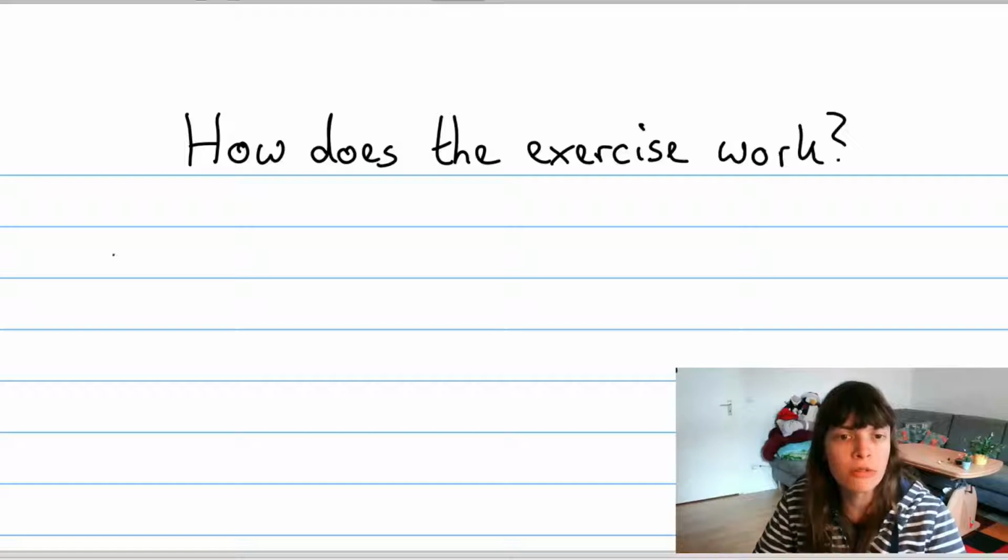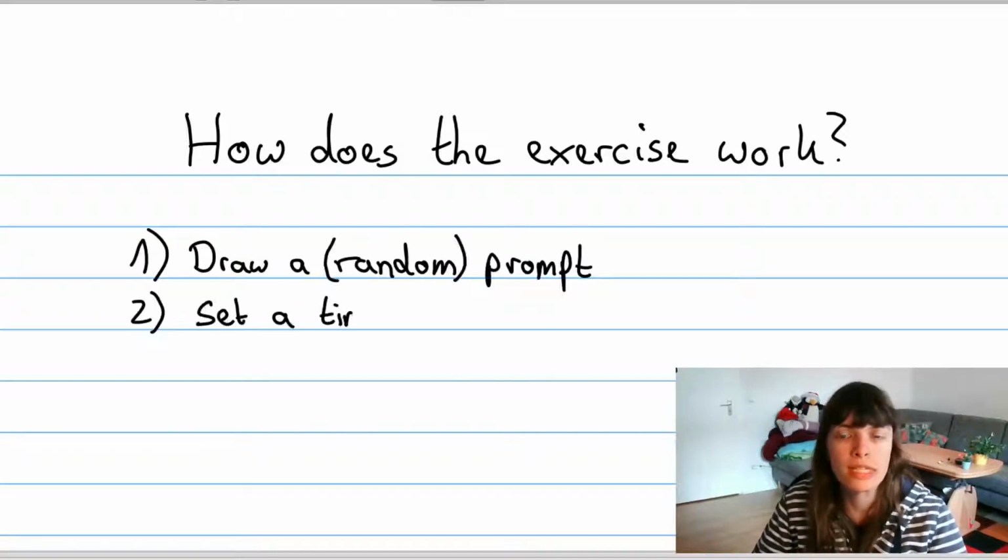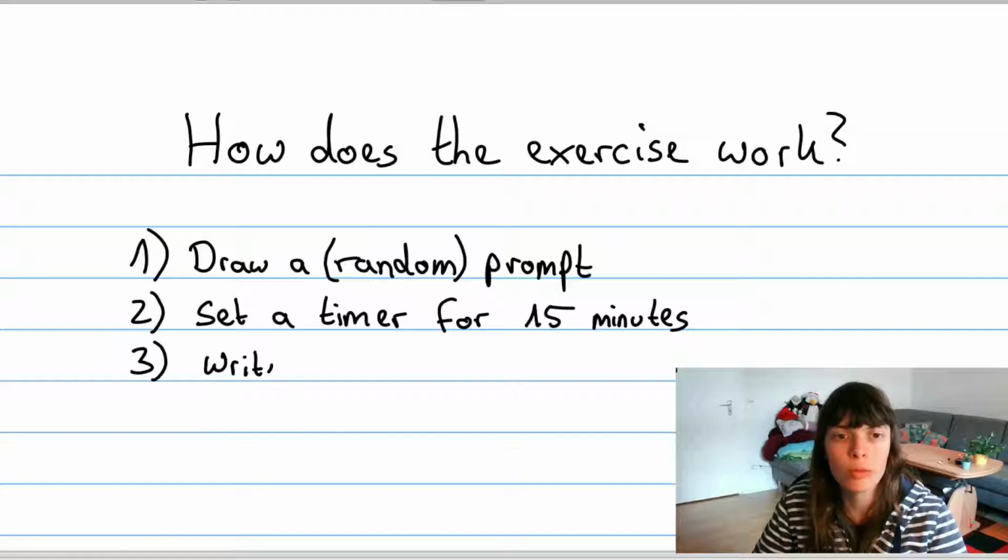And it works as follows. We draw a random prompt, or sometimes someone proposes one, and then we set a timer for 15 minutes in which we write, and then we read the result in turns. So everything you need for this exercise is of course a timer, which now every phone has today, and furthermore you need prompts, which are equally easy to get since there are so many prompt generators online.